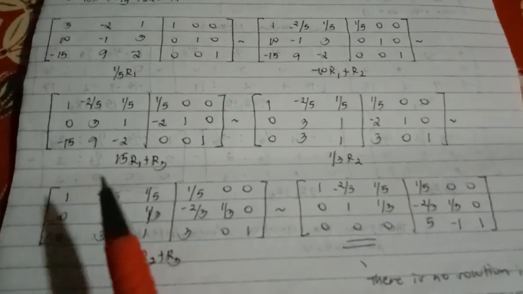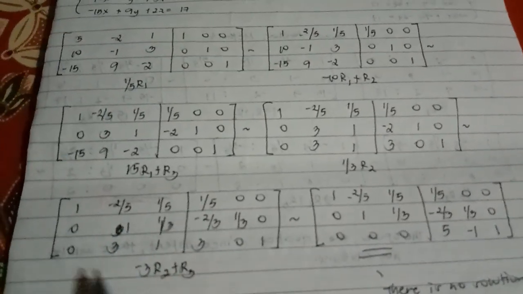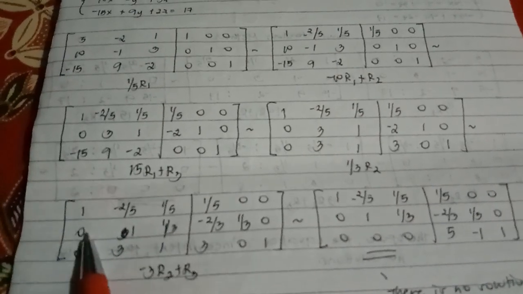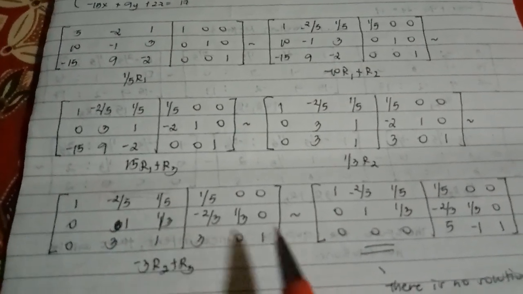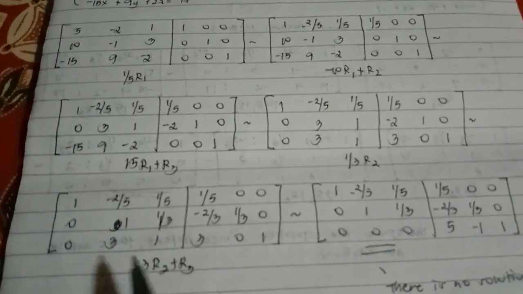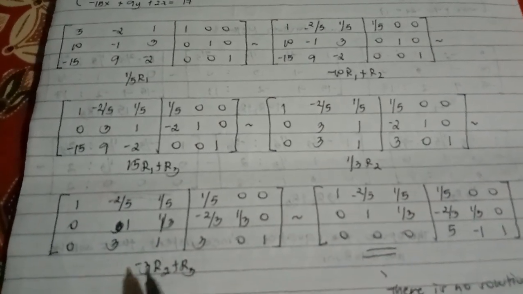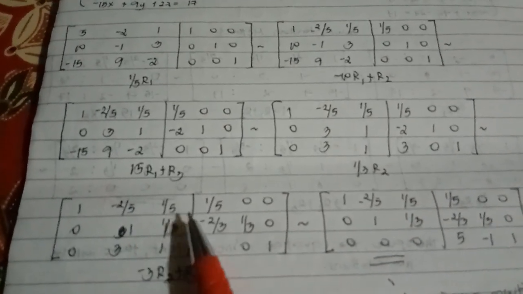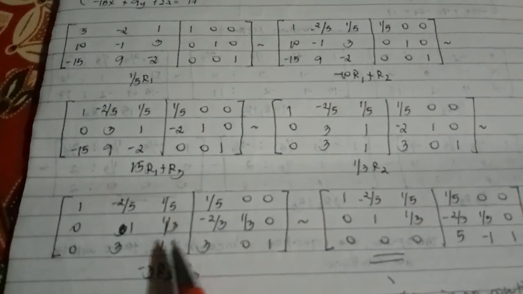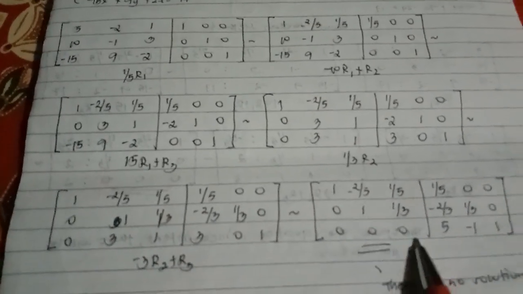The 3 should become 0. So -3 times 0 plus 0 is equal to 0. -3 times 1 plus 3 is equal to 0. -3 times 1/3 plus 1 is equal to 0.